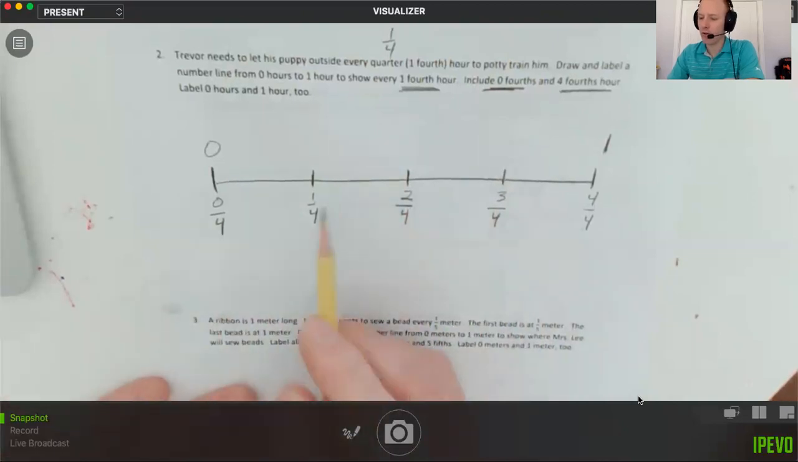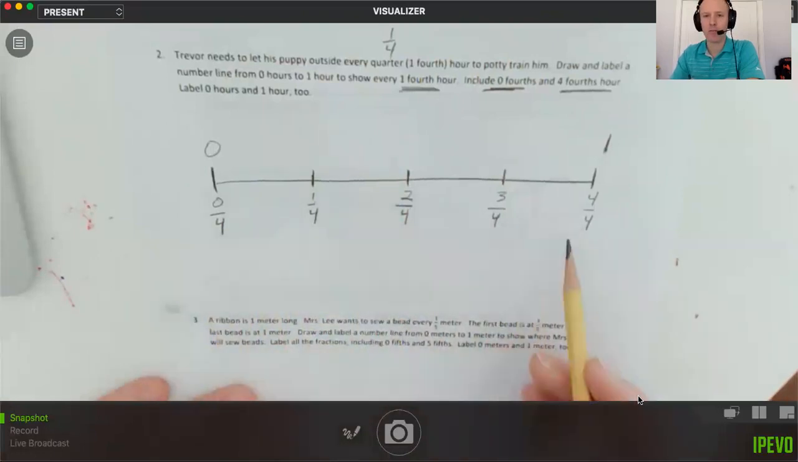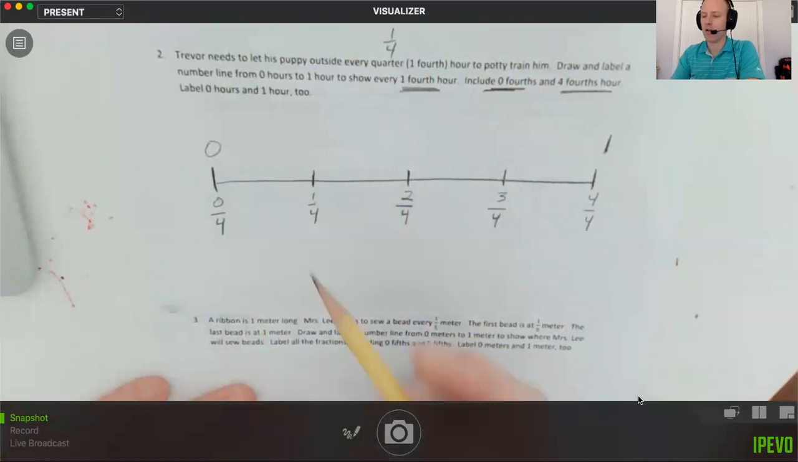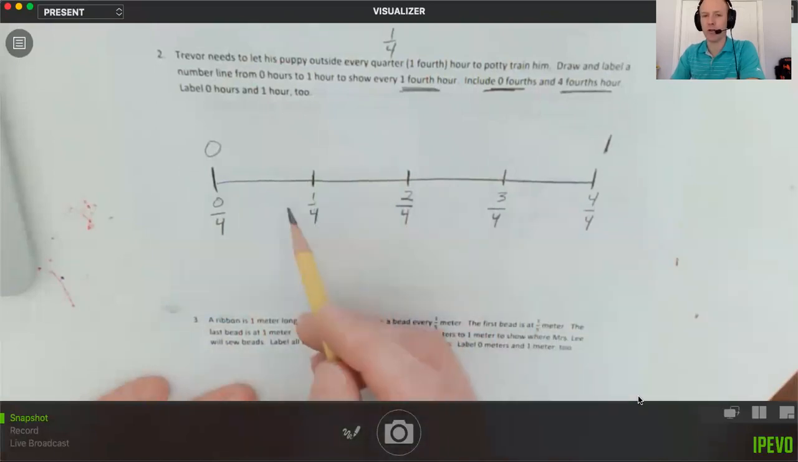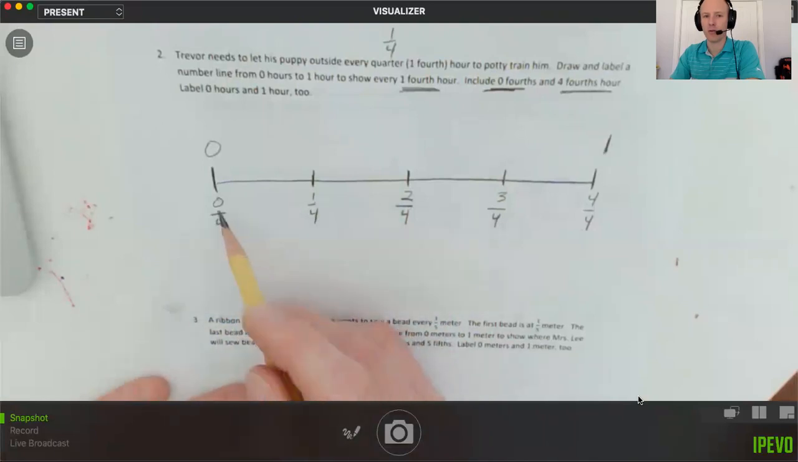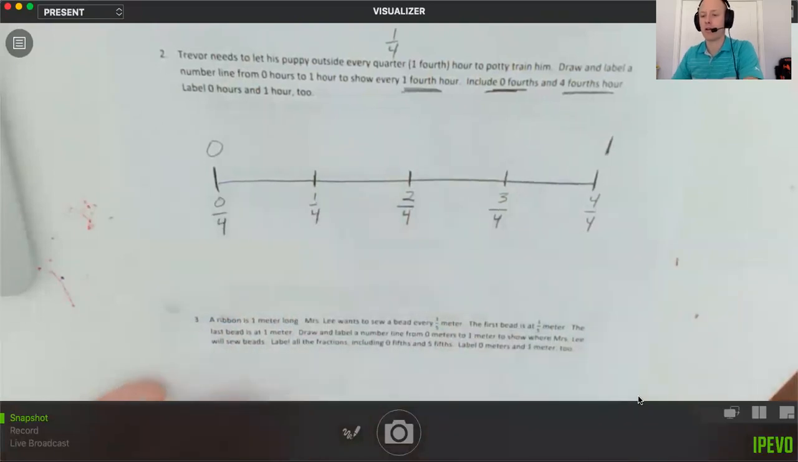Notice we have the same denominators. We're only comparing the same thing here. The numerators go in order. So if you have the same denominators, the numerators just go 0, 1, 2, 3, 4. Right? You're never going to see them out of that order.